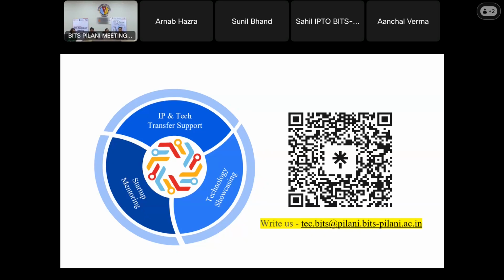But in general, we are open to supporting any of the innovators, startups and MSMEs who are looking for any support in terms of taking their innovation from lab to market. As Mr. Sahil has shown you the different services that we offer on our platform, please do reach out to us, and we would love to explore those possibilities and work with you to take your innovations to the next level, to the market itself.